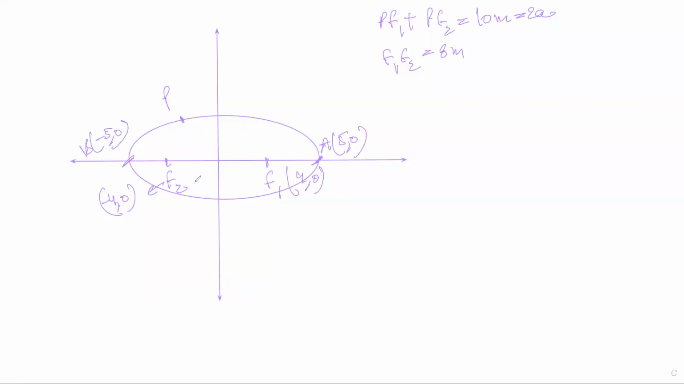Now you can easily find C, since you have A and B, and you can find out the equation of the ellipse. Am I correct? Yes, sir.